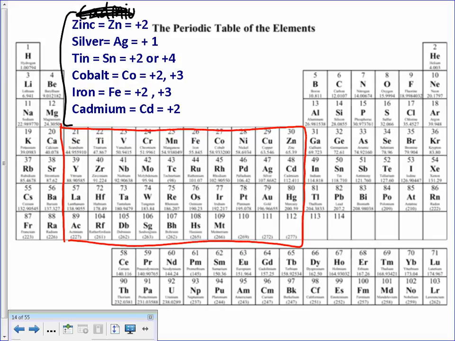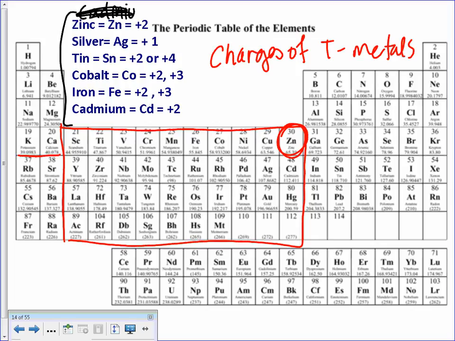Yeah, question? Inside on the ionic. Oh, ion. It's all ions. These are all charges. Charges of T metals, transition metals. Alright, so zinc always gets a 2. And I think actually you guys knew this. You knew that because you knew this was 4s2, 3d10, and you knew it would lose the 4s electrons, making a 2+ charge. So I kind of already knew that.